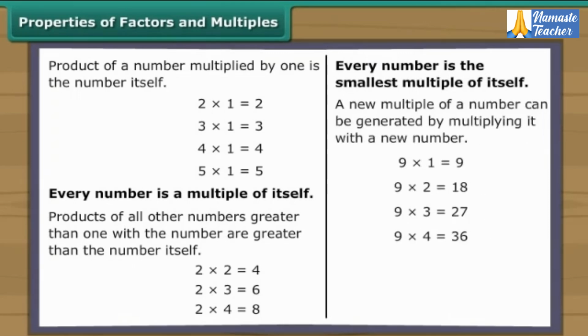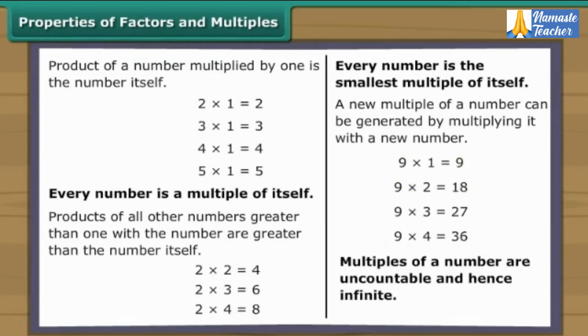A new multiple of a number can be generated by multiplying it with a new number. For example, 9 into 1 is equal to 9, 9 into 2 is equal to 18, 9 into 3 is equal to 27, 9 into 4 is equal to 36, and so on. Therefore, multiples of a number are uncountable and hence infinite.